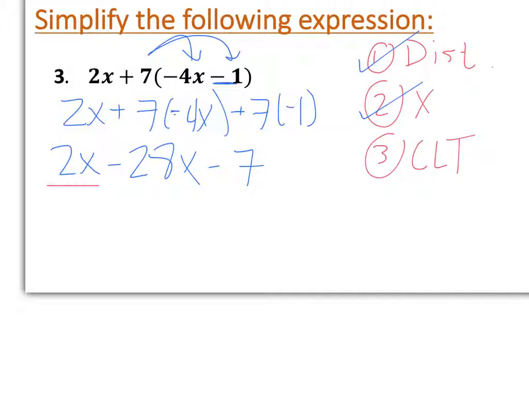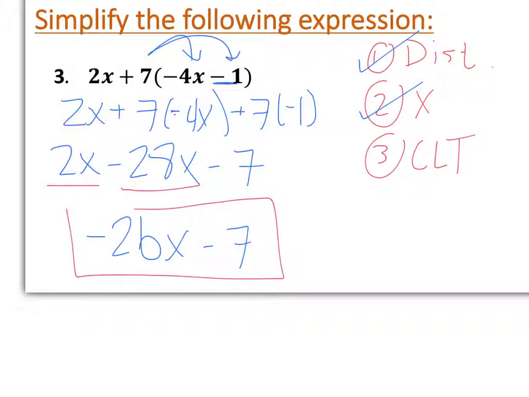So I see that this guy has an x, I see that that guy has an x. So 2x's minus 28x's. Again, if you can't do that in your head, please use a calculator. 2 minus 28 is negative 26x. And then I have that leftover negative 7 that I can't combine with anything. And that guy right there is your final answer.